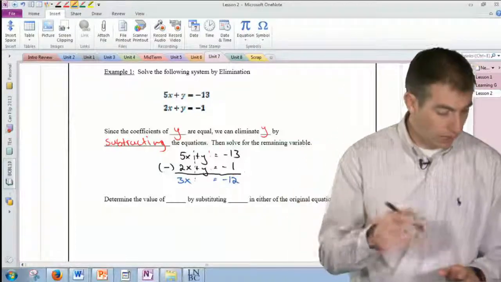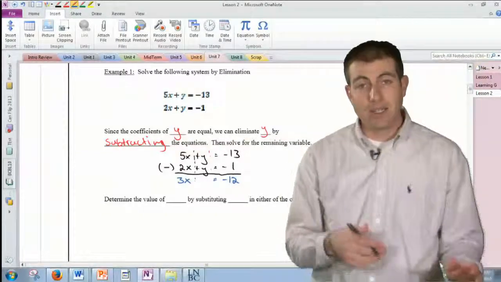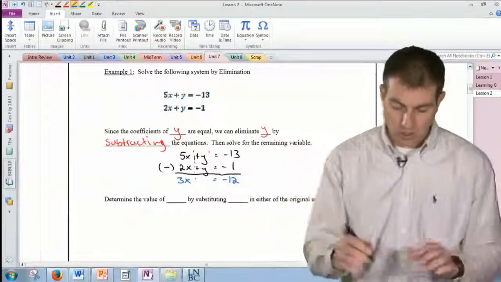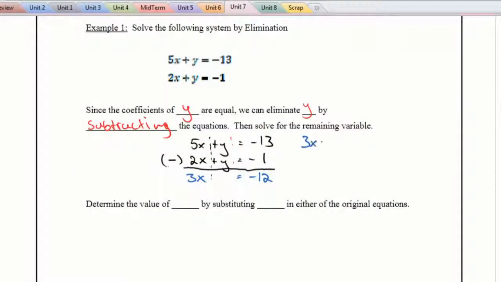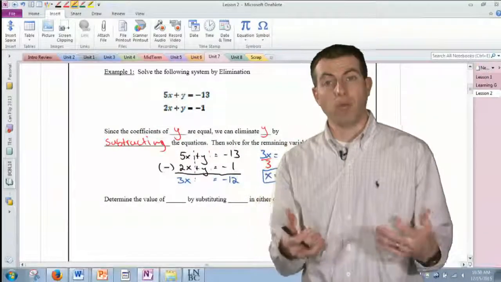All right, so I have an equation here. I have 3x is equal to negative 12. And I can just solve for x. So if you think of it this way, I have 3x is equal to negative 12. I'm going to divide both sides by 3. And I'm going to end up with x is equal to negative 4. So that's the x coordinate that will satisfy both of the equations.